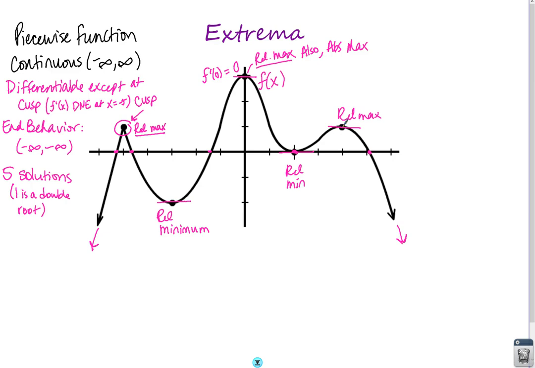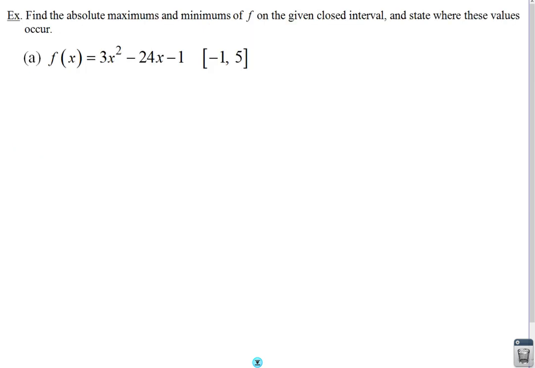We're going to go into that a little bit more, but those are just some thoughts that I had on this graph. We're going to be coming back to this graph quite a bit, so you might want to keep this handy. Okay, so let's keep going here. So let's say I have a function where I actually have the equation. Find the absolute maximums and minimums of f on the closed interval and state where these values occur. So I've got f of x is equal to 3x squared minus 24x minus 1, but I'm only looking at the interval from -1 to 5.